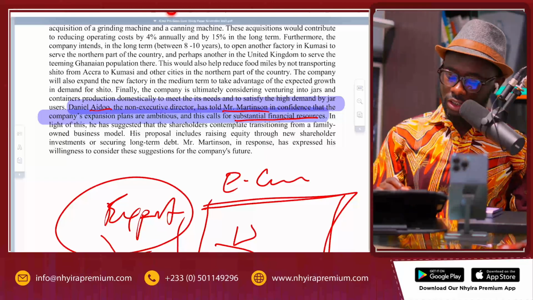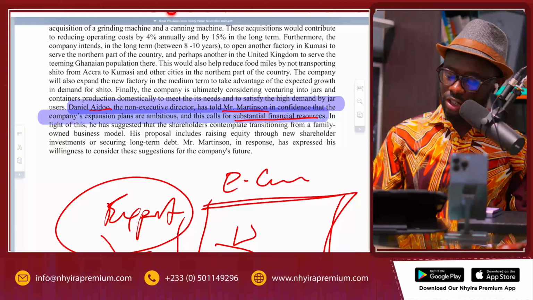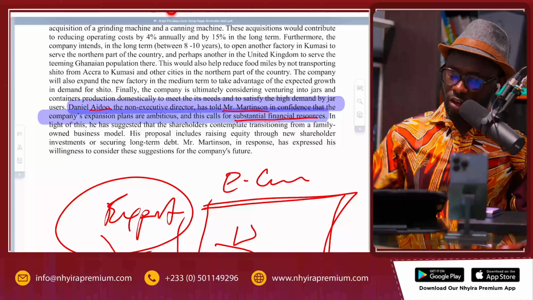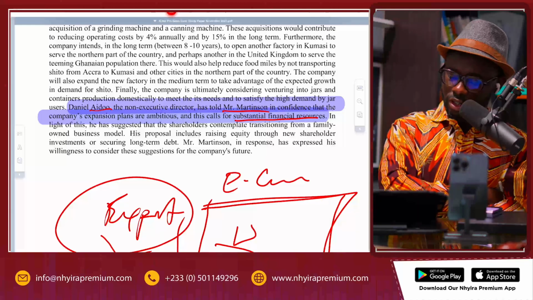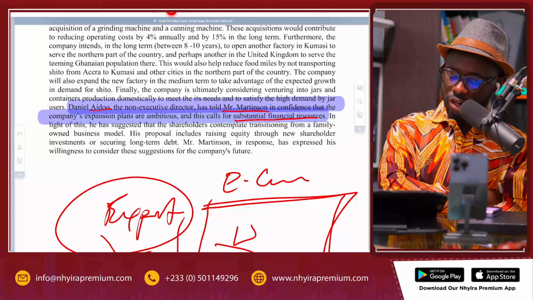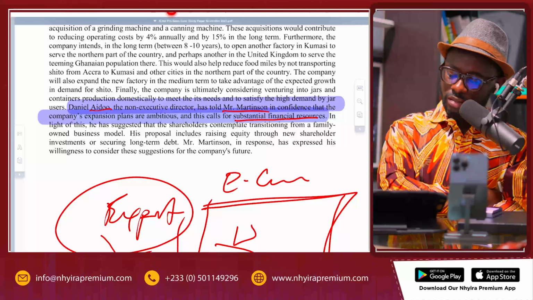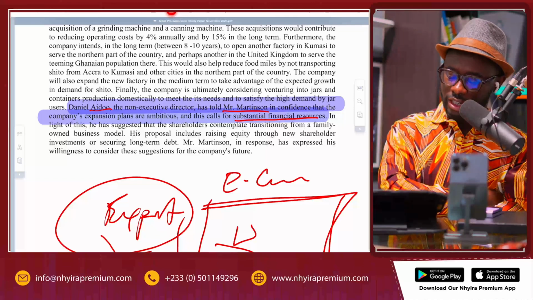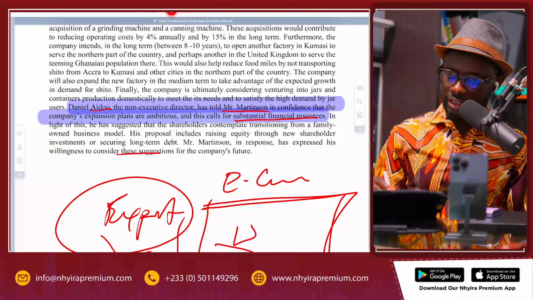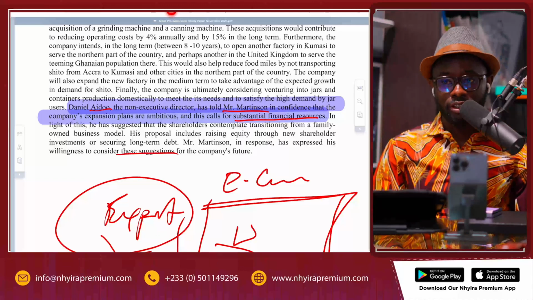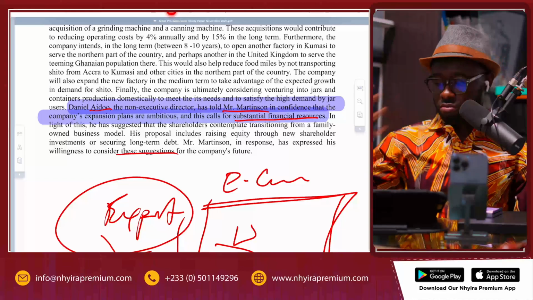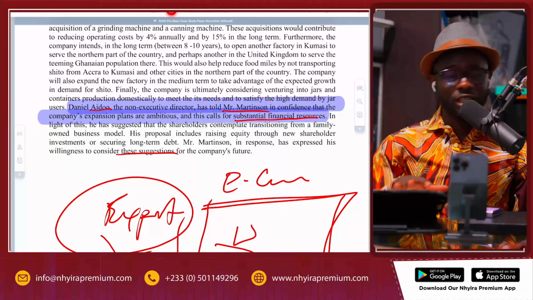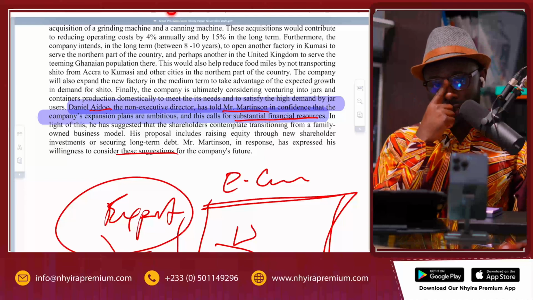In light of this, he has suggested that the shareholders contemplate transitioning from a family-owned business model. His proposal includes raising equity through new shareholder investment or securing long-term debt. Mr. Matheson, in response, has expressed his willingness to consider these suggestions for the company's future. And so, everything they want to do, they need money.